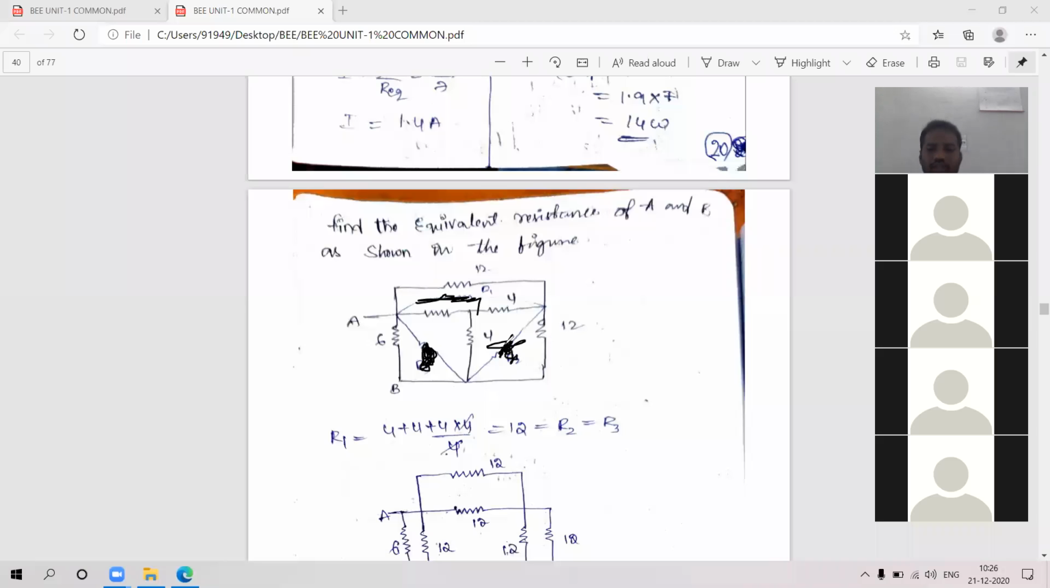Find the equivalent resistance between A and B as shown in the figure. So this is point A and this is point B. You need to write that from here.